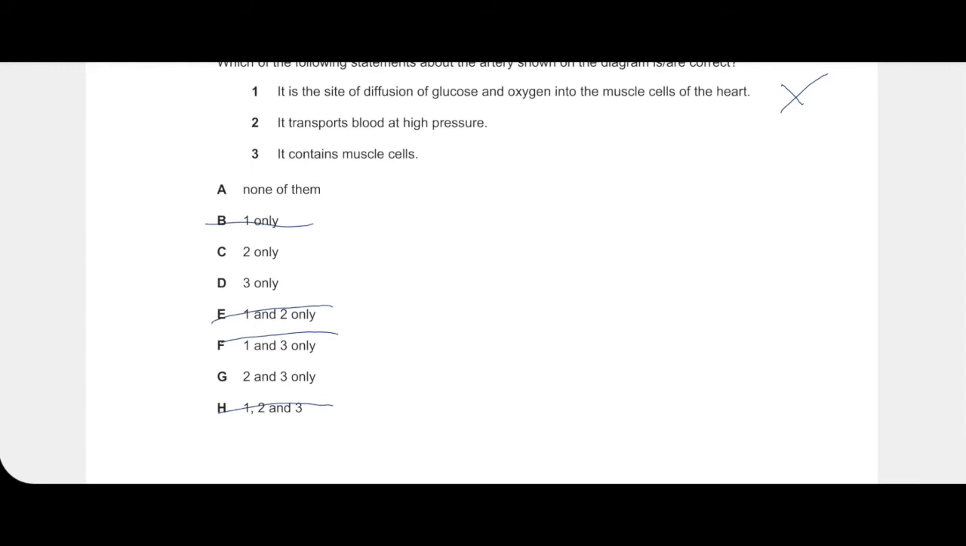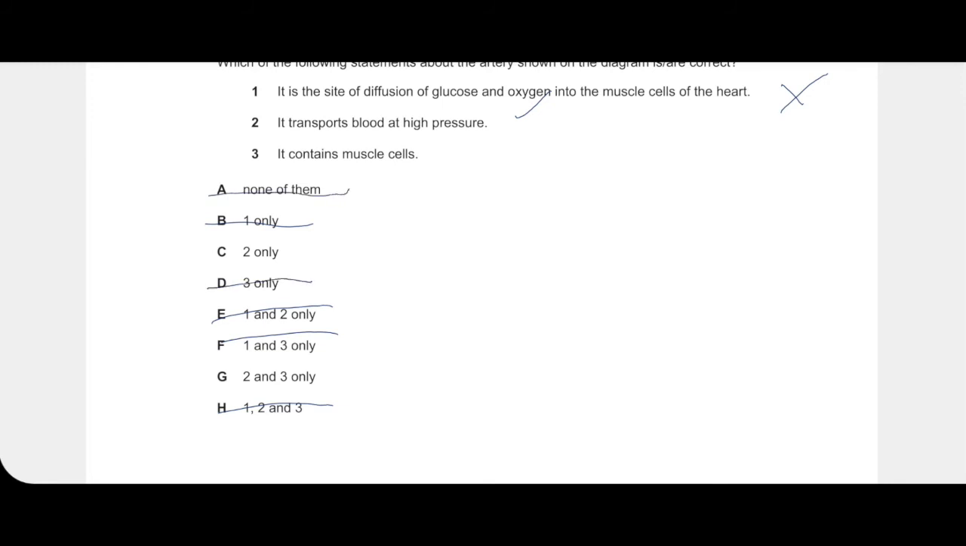Statement number two, it transports blood at high pressure. This is true. Blood is pumped around at high pressure around the body. Not too high, but high pressure, so that the blood flows constantly and there's never any pooling of blood. Statement number two is correct. So let's find an answer that has two in it.